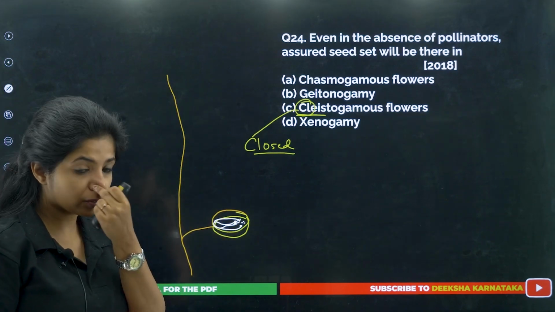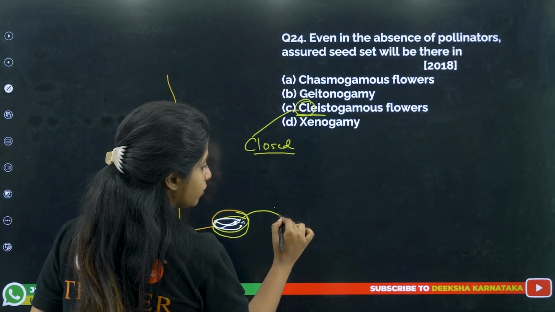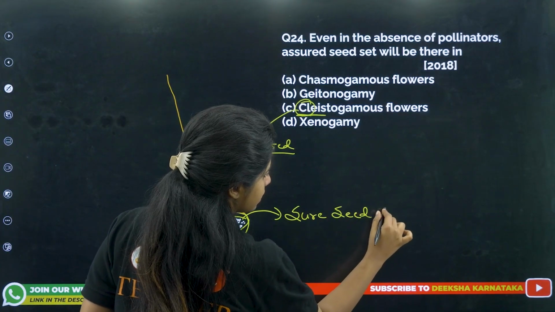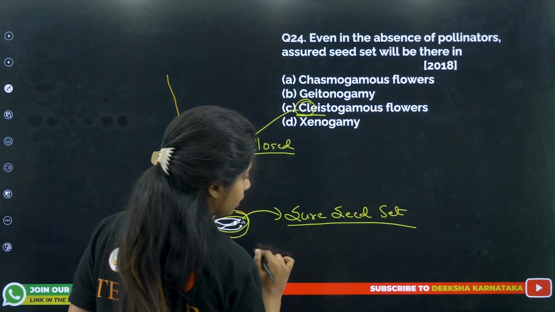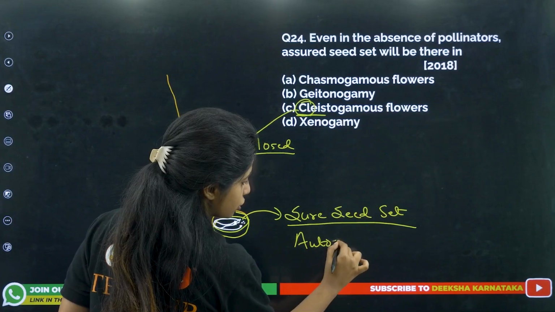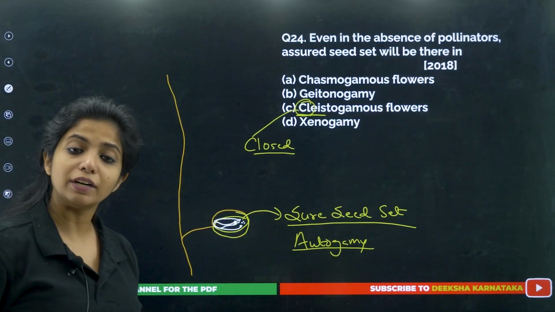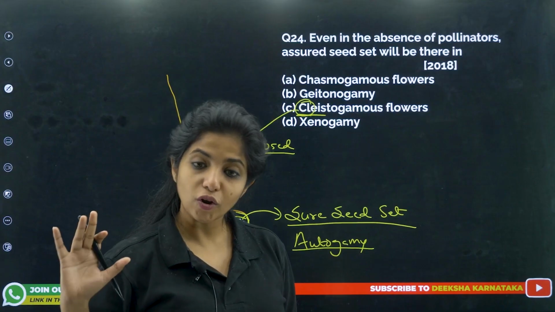So in clistogamous flowers, you will always see assured seed set. Seed will always be formed. And they will definitely show just autogamy. There is no other option. There is no geitonogamy, there is no xenogamy, nothing. Always autogamy.